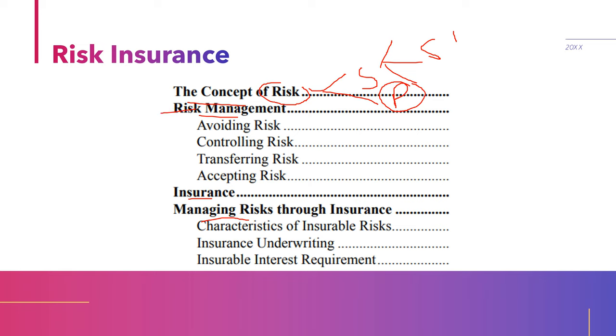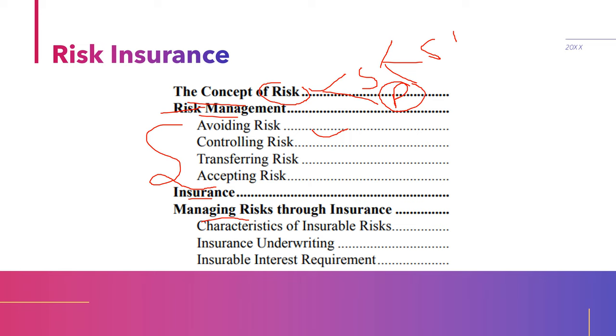What is risk management? Risk management is basically managing the risk. Or we can say that it is the process in which individuals and businesses identify and assess the risk, means how they will assess the risk. There are currently 4 ways explained in LOMA 280. One is avoiding the risk. Avoiding the risk means we can avoid the risk.